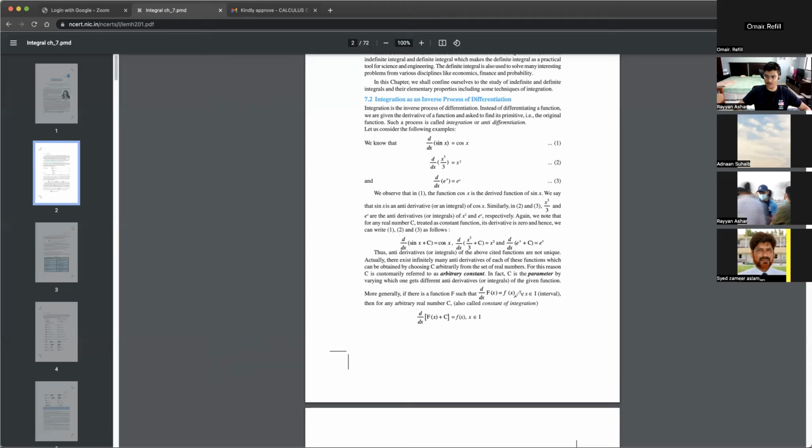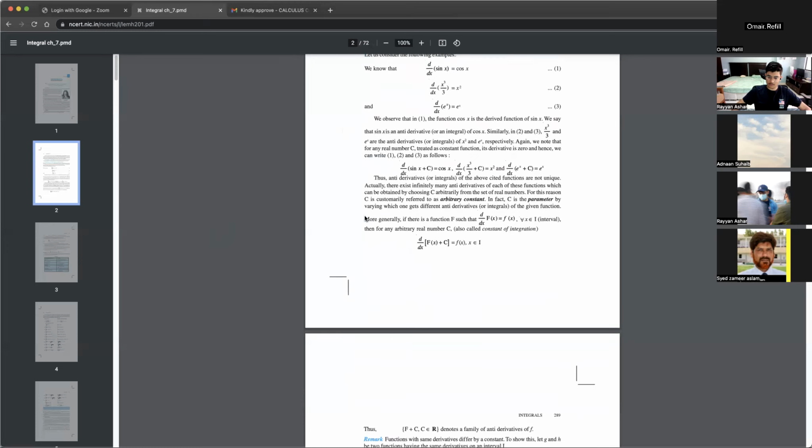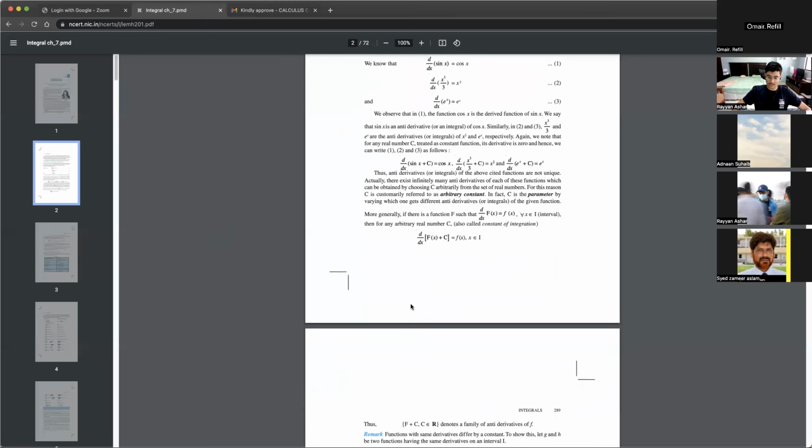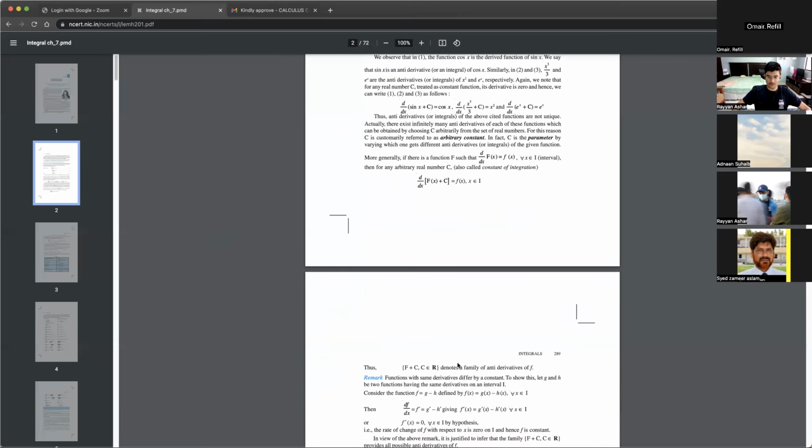So if we add C, we know from differentiation that C is a constant function, and the derivative of a constant function will be 0. So then C does not affect the derivative of this. So moving on. It says F plus C, with C belonging to R, denotes a family of antiderivatives of f(x).